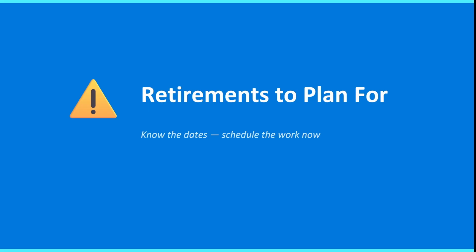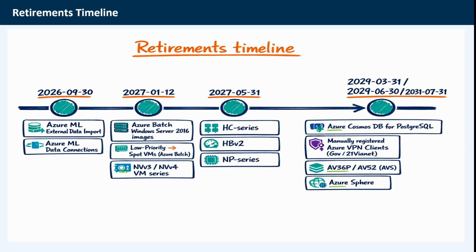Now the retirements, and I like to think about these by dates, so I can decide what I need to do now versus what I just track. Coming soon in 2026, external data import and data connections in Azure Machine Learning retire in September 2026. If I still have dependencies on those, I need to schedule the replacement work now.